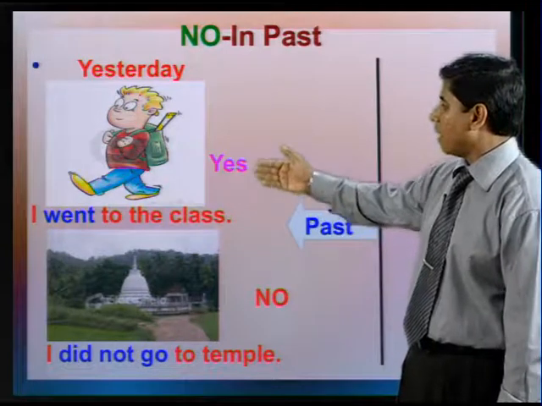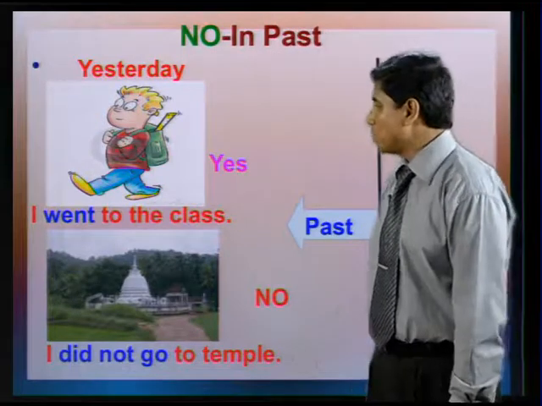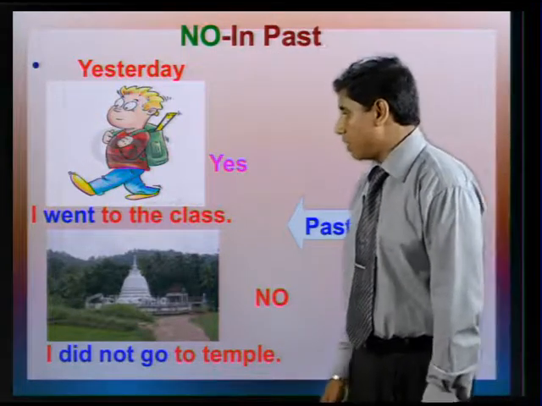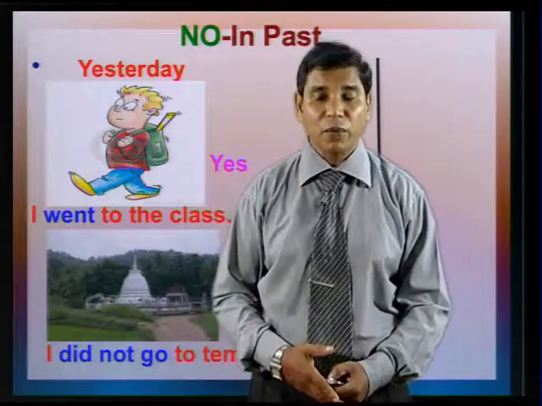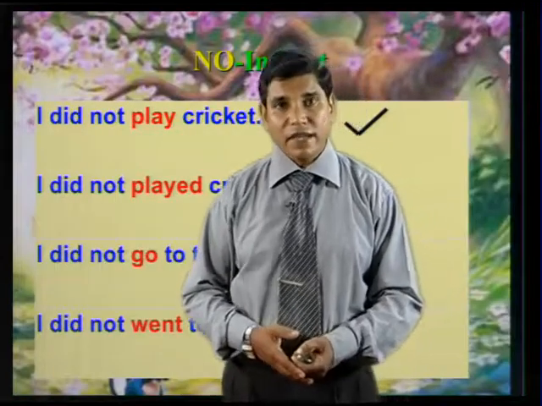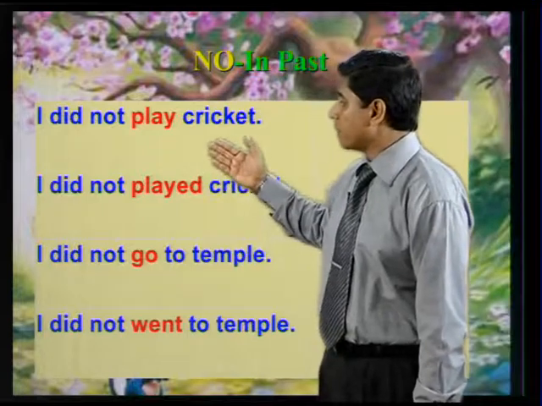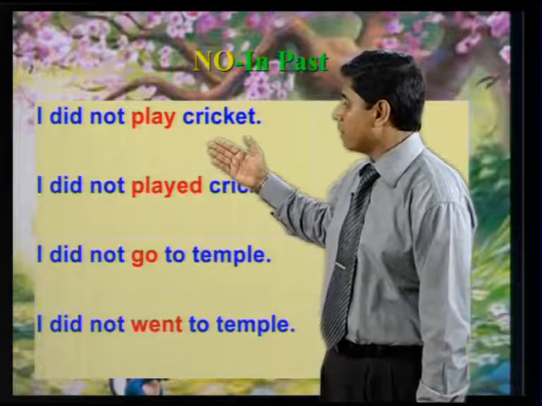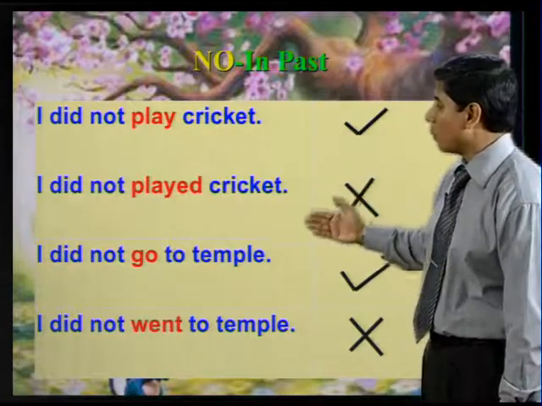Now you understand how to say no in the past. I went to the class, that is yes. I did not go to temple, that is no. Clear? Right. Let's try these examples. I did not play cricket. That sentence is correct. And the second one is wrong.